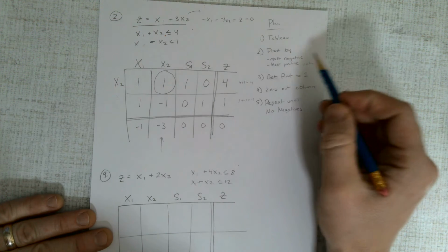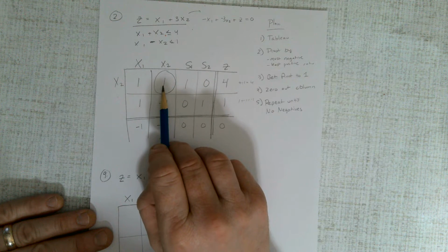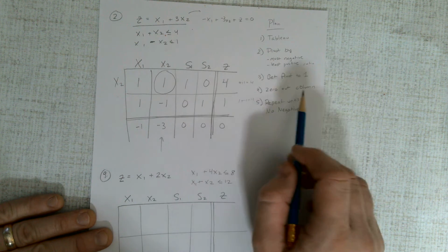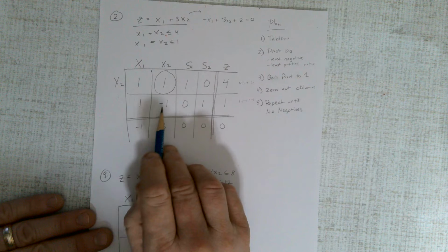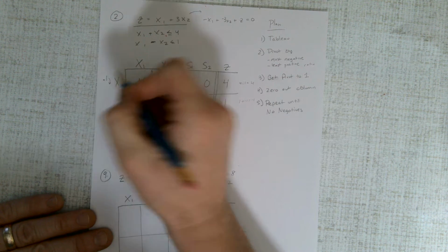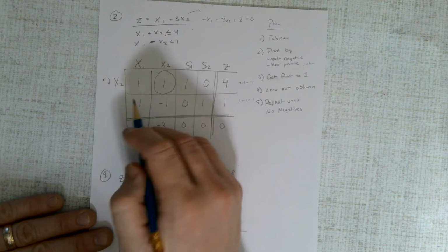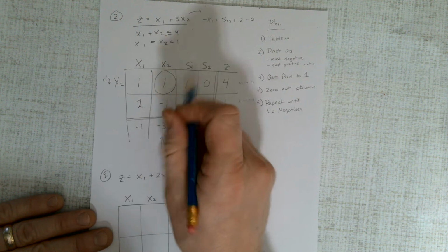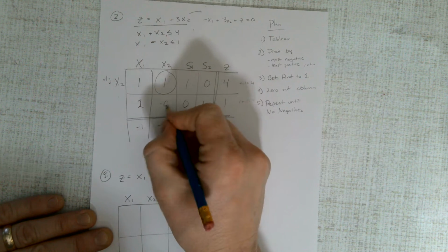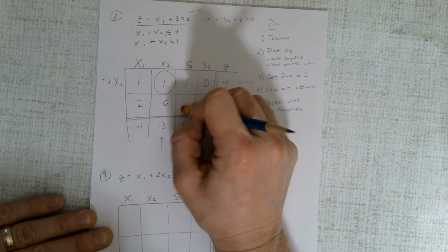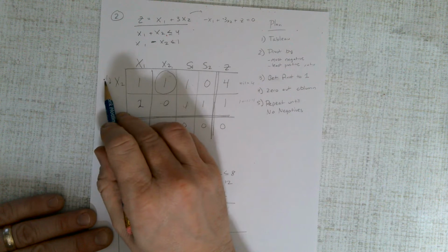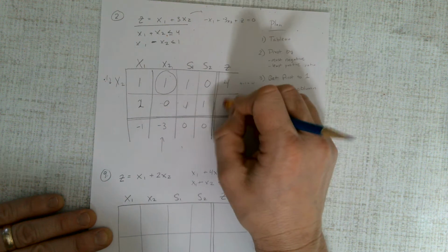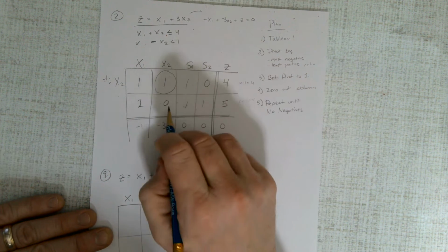Alright, we're going to get the pivot to 1. Well, it's already 1. If it was anything else, we'd have to divide or multiply, but it is 1. So now we're going to zero out this column. I multiply everything by 1 and move it down. 1 times 1 is 1, add that is 2. 1 times 1 is 1, add that here is 0. 1 times 1 is 1, add that here is 1. 1 times 0 is 0, plus 1 is 1. 4 times 1 is 4, plus 1 is 5. So now this column is zeroed out.